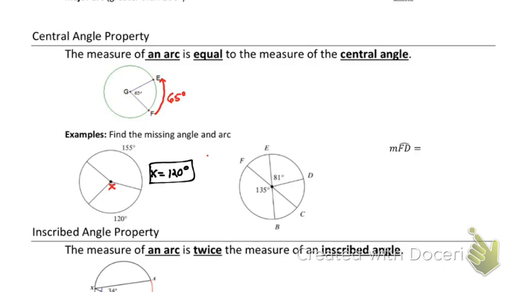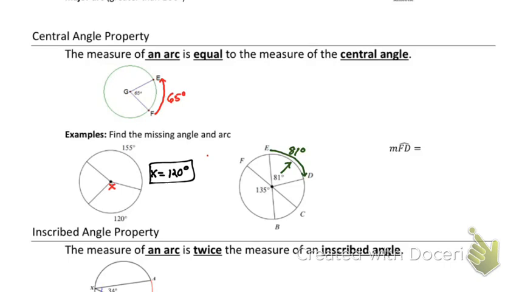Our next one, we're supposed to find the measure of FD. Well, we look at ED, and I can get part of it because do we see the central angle right here? So this arc from E to D must be 81 degrees. So let's go ahead and mark that 81 degrees. That comes from that central angle there.